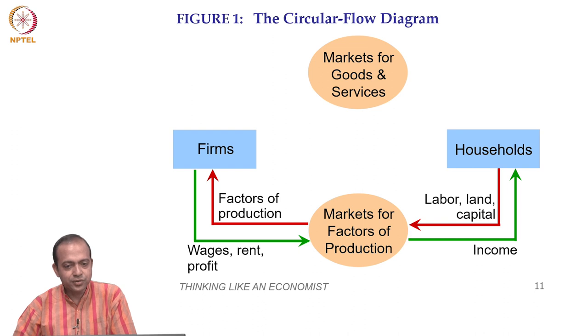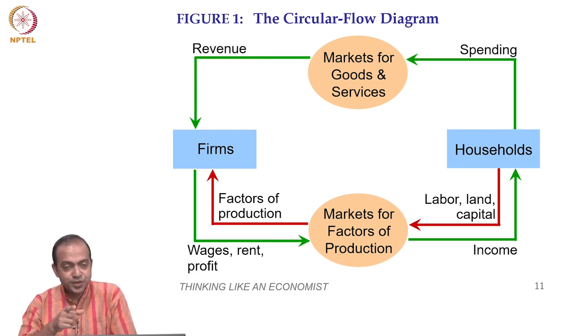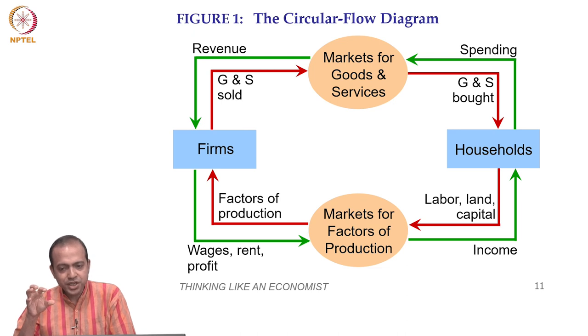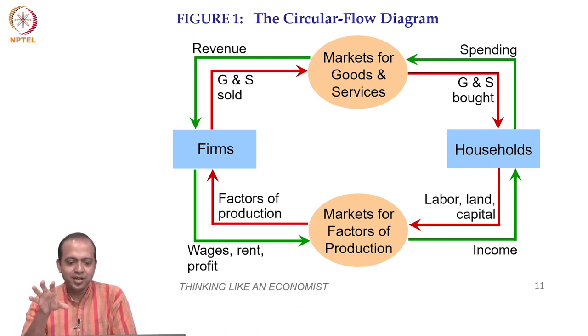Then we have markets for goods and services. The household sector will go there and spend. That spending is called revenue, which is the source of firm's income. So that is how this circular flow works, right? In the market for goods and services, households are buyers and firms are sellers. In the market for factors of production, households are sellers, firms are buyers.